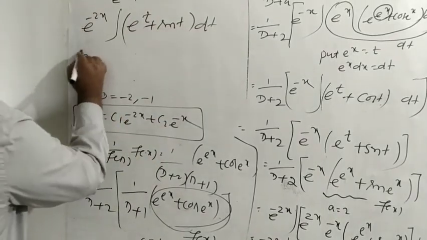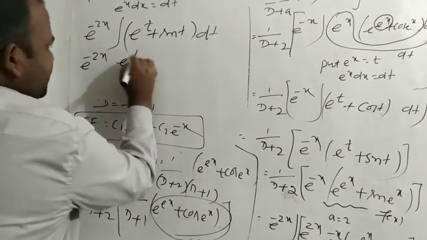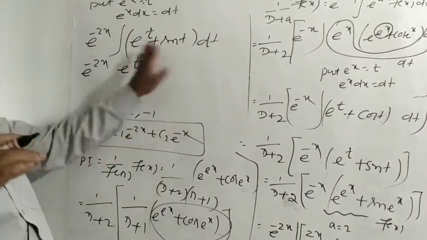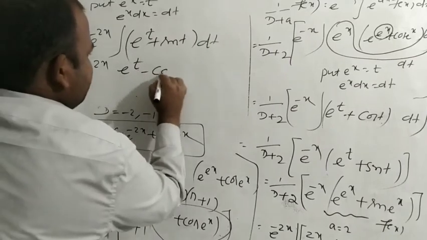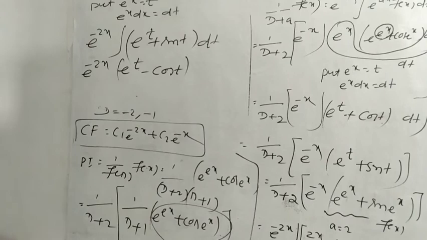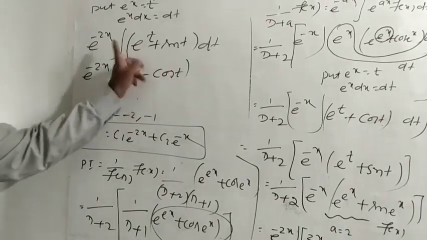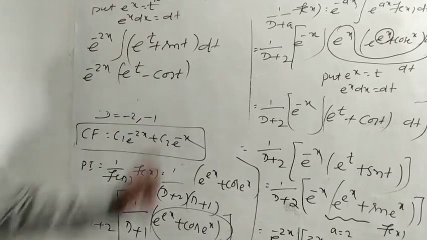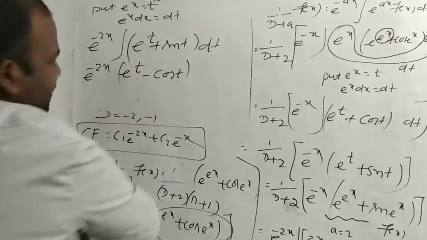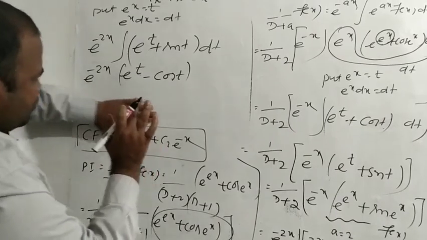So this is e raised to minus 2x integration of e raised to t sin t, integration of sin is minus cos of t. Okay. So e raised to minus 2x integration of e raised to t and integration of sin is minus cos t. Okay. So this is our PI. This is our CF. Then what is the total solution?